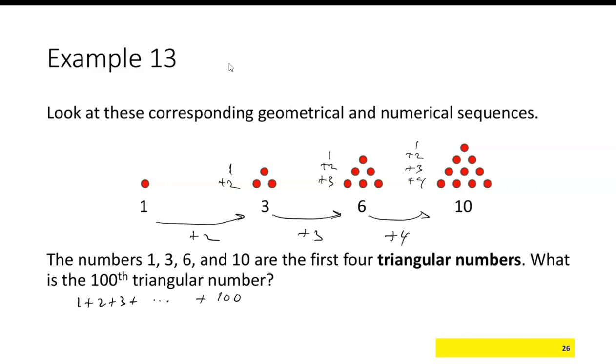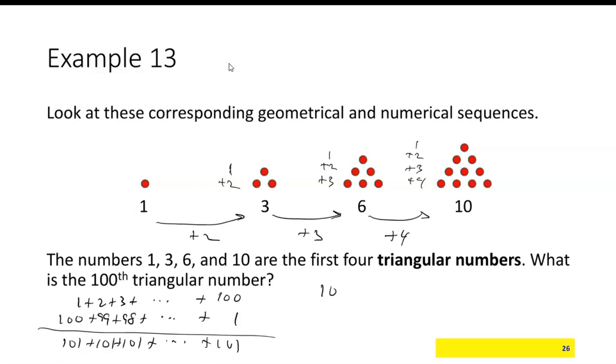All right, so how do we add that? Well, we write it 1 through 100. Then let's write it again on down to 1. Add these column-wise, 101 plus 101 plus 101. So what we have here is 100 of these, 100 101s. But we did 2 sequences, so divide by 2, that comes out to be 5,050. So the 100th triangular number is 5,050.